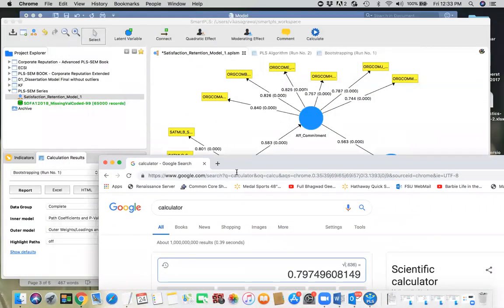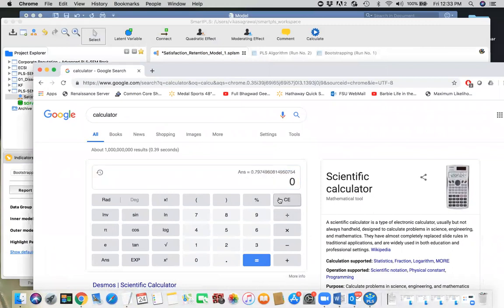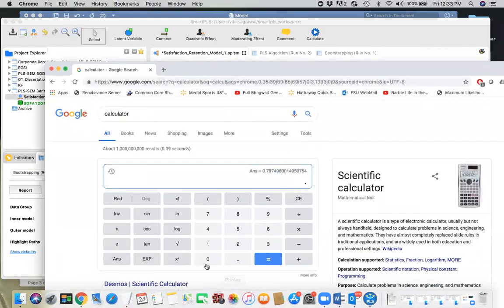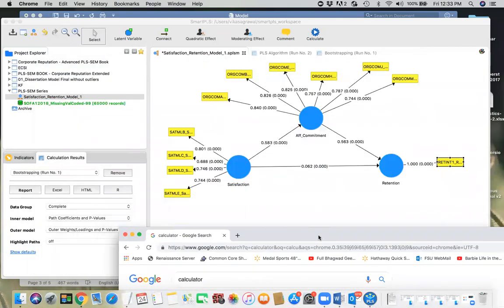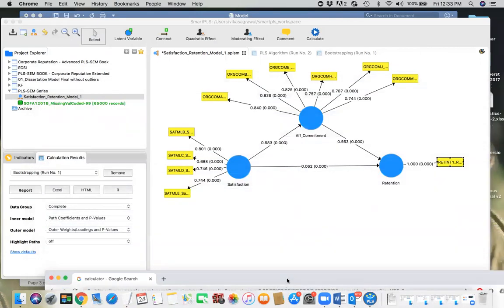So let's say I'm going to do 0.583 times 0.563. So 0.328 is the indirect effect. Okay, so let's confirm that one.